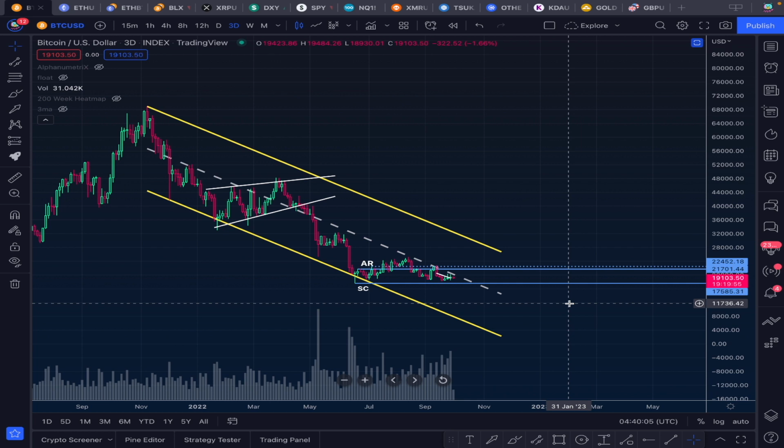These markets are always cyclical. There's always a bull market, there's always a bear market, and it's up to you to learn to identify that shift.